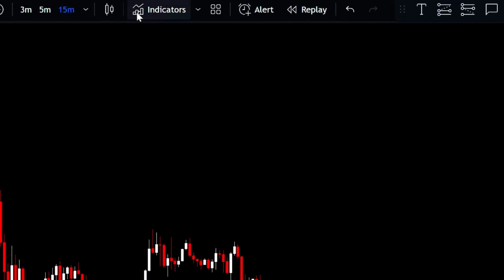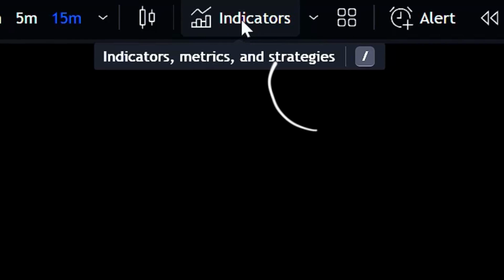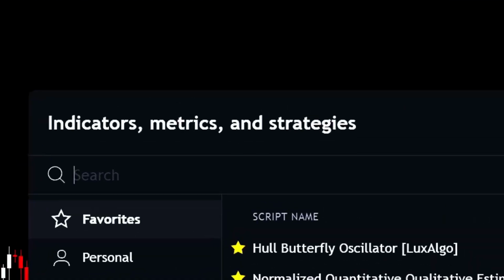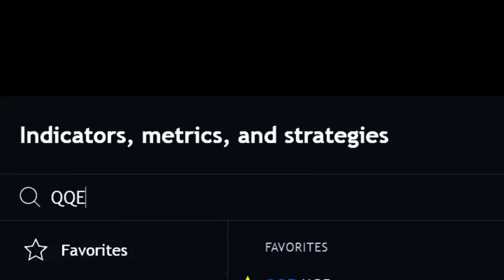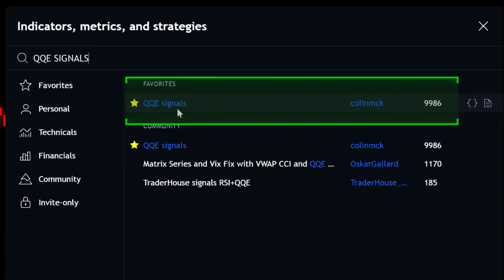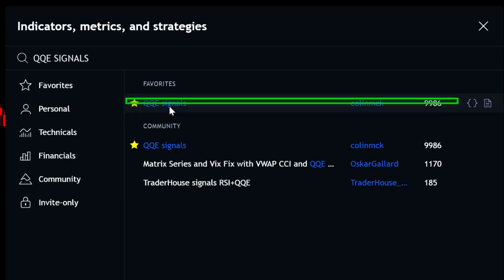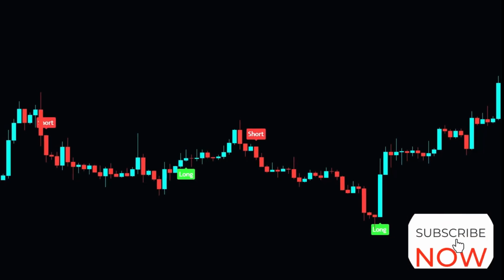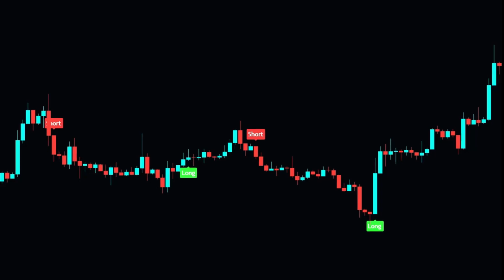On most trading platforms, you'll find an indicators tab or button usually located at the top of the interface. Click on that and in the search bar, simply type in QQE signal and hit enter. Then select the indicator from the search results. With one click, it will be added to your chart. Now with the QQE signal applied, you'll immediately start to see valuable information being displayed.